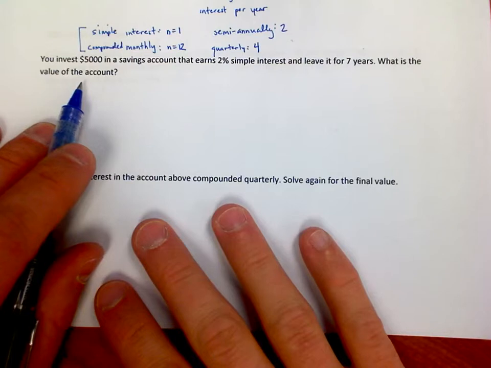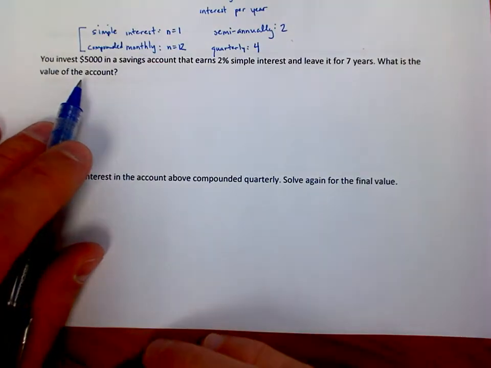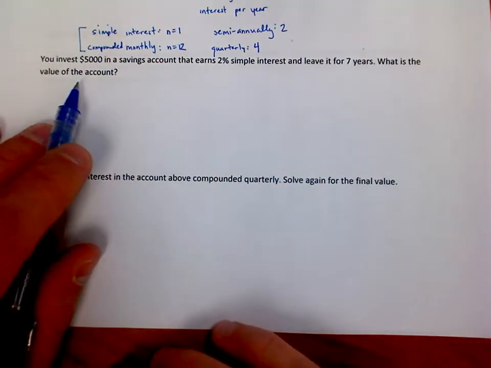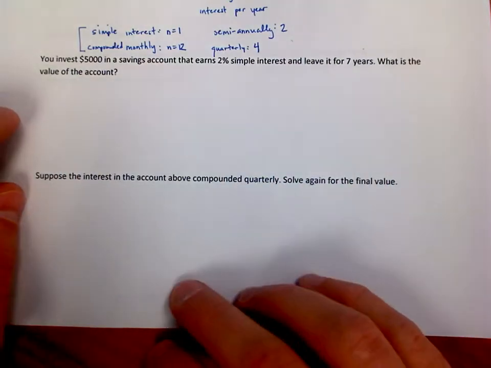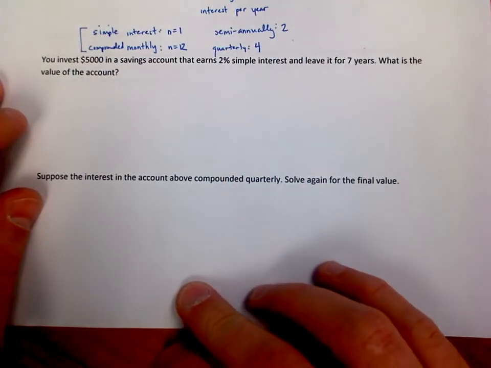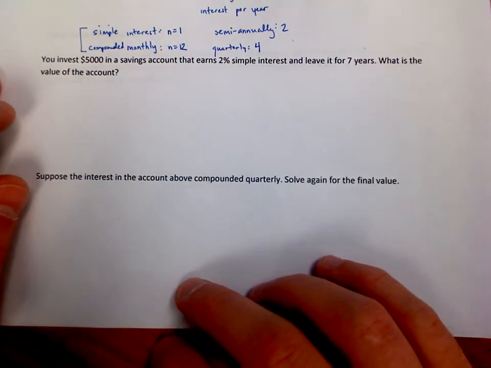The problem says this: you invest $5,000 in a savings account that earns 2% simple interest, and you leave it there for 7 years. We're going to assume that you don't add any more money to it over those 7 years. You just throw some money at the beginning and you let it go. And the question is, what's the value of the account after 7 years? How much do you have in that bank account?